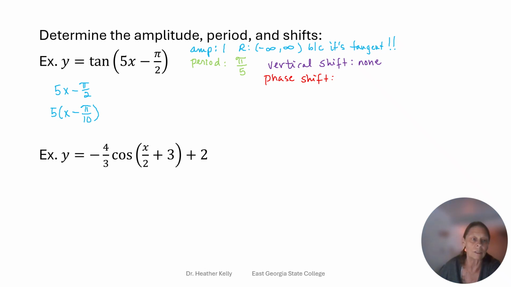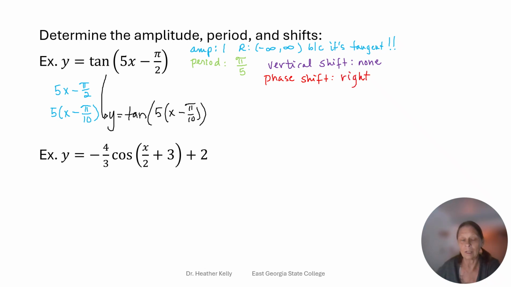Now you don't necessarily have to rewrite the function. I just have been rewriting the function so you could see it like that. So again, tan of 5 times x minus pi over 10. Our phase shift here is to the right because it's not a negative number. That negative is permanently built into the general form, so right pi over 10 units.